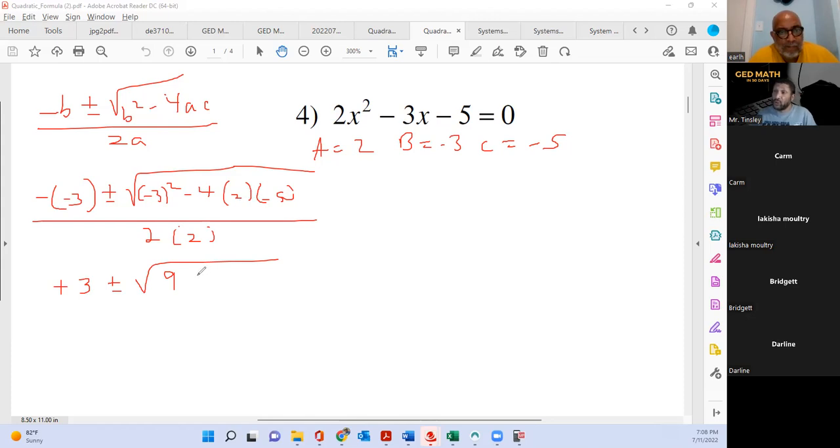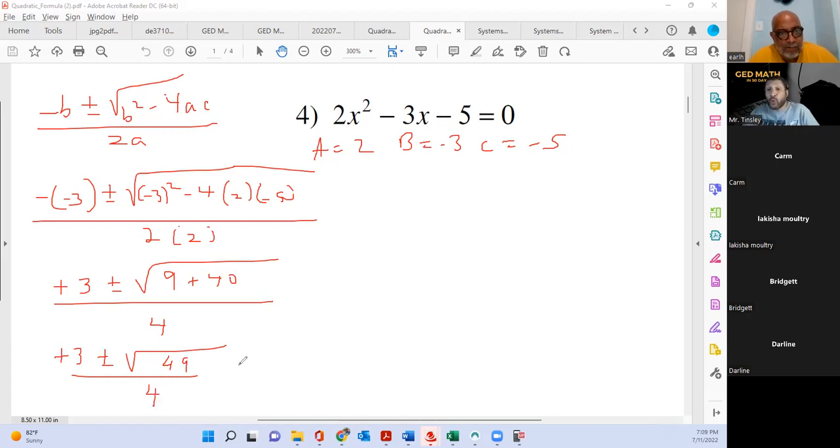Times 2 is 40. 2 times 2 is 4. So now I'm gonna simplify it. +3 plus or minus the square root of 9 plus 40, which is 49, over 4. Again, if you know your squares and square roots, you should be able to tell me the square root of 49 is what? 7. So +3 plus or minus 7 over 4.